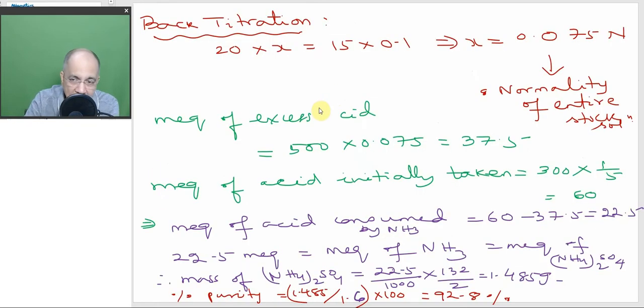Now here is the numerical analysis. The back titration: 20 into x is equal to 15 into 0.1. So x is this. That is the normality of the entire stock solution. So the stock solution volume is 500 into this. That will give you the milliequivalents of excess acid, and not excess exactly; it should be called unreacted.